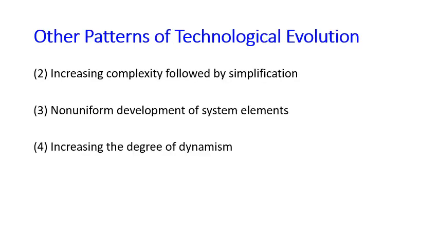The evolution of technology also follows several other patterns. For example, complexity keeps increasing, and then it is followed by simplification. There's also a pattern that among all elements in your system, they will have non-uniform development. This means that some parts may already be at their mature stage, while other parts are still at the very beginning of the technological evolution. And the last pattern is that we try to increase the degree of dynamism.